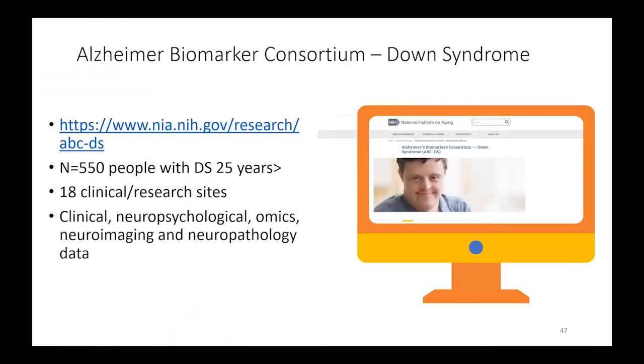So one of the big efforts to get us to a point of clinical trials is the Alzheimer's Biomarker Consortium for Down syndrome. And I put the web link up there. Pretty much if you Google ABCDS NAA, you'll find our website, where we're following 550 people with Down syndrome over the age of 25 years. We have 18 clinical and research sites. It's a pretty large endeavor.